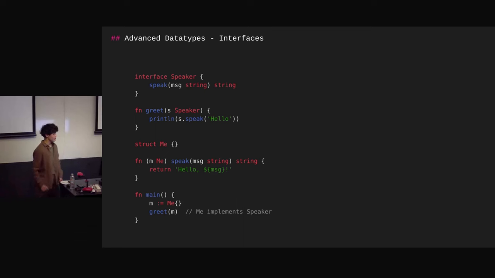Interfaces in V define some form of behavior in the form of methods or fields. Interfaces can be implemented by any type that has the appropriate methods and fields. They're basically conventions by which types can work together. This is real runtime polymorphism.